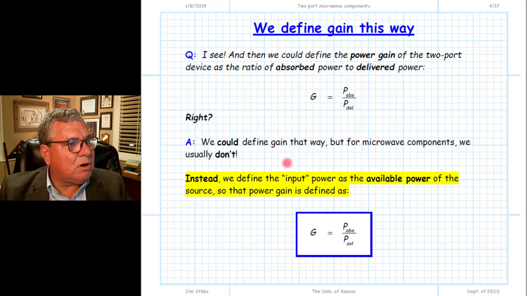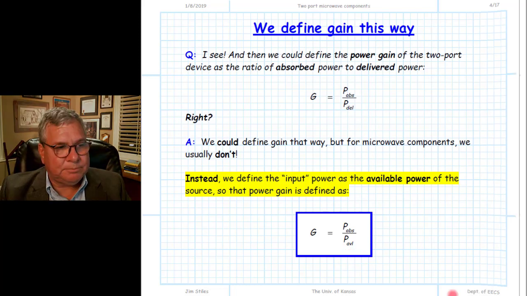And so for a microwave two-port device, we define the input power as not the delivered power of the source. We define the input power as the available power of the source. And therefore, the gain that we typically use in microwave engineering is this, the ratio of the power absorbed by the matched load to the power available from the matched source. Not the power delivered from the matched source, the power available from the matched source.